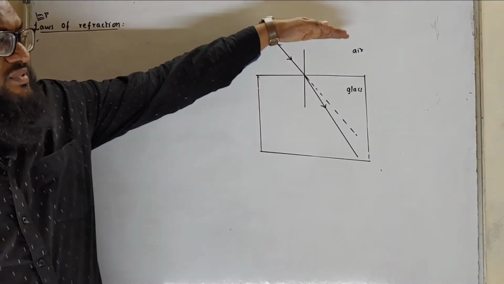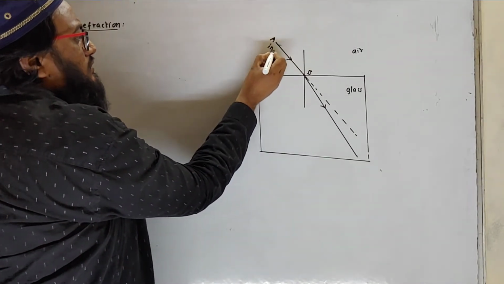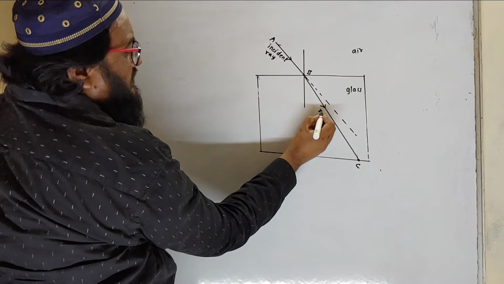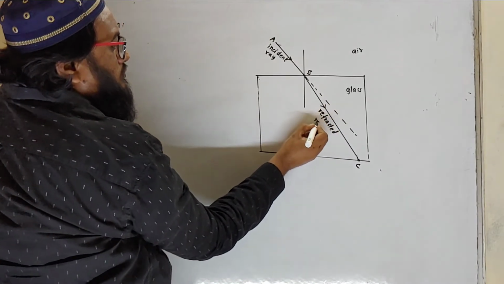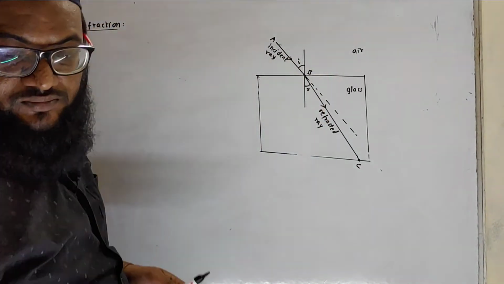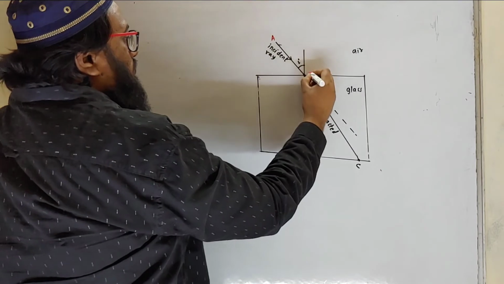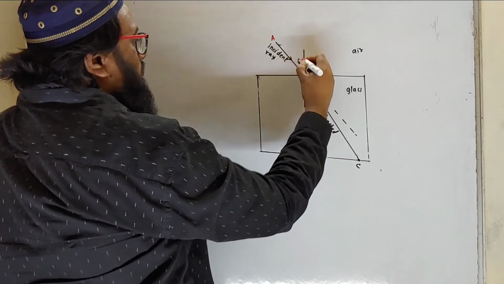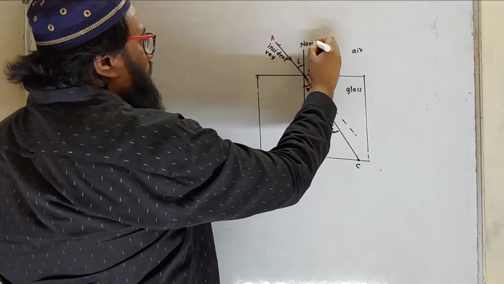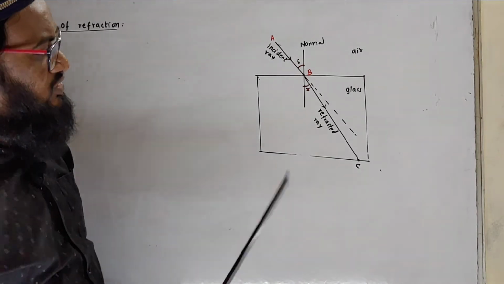Now, when a light ray enters from air to glass, this is the incident ray. We'll say AB is the incident ray, BC is the refracted ray. This is the angle of incidence, this is the angle of refraction. This is the normal. What we can see over here, this is the normal.